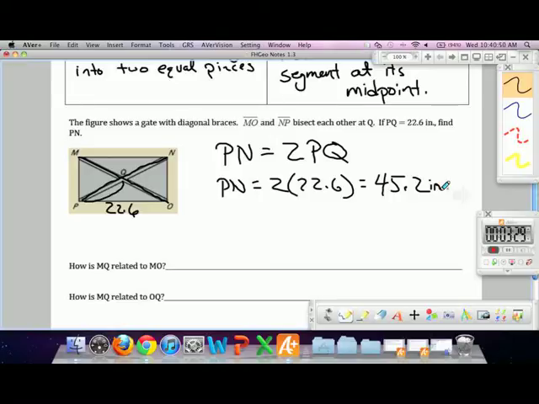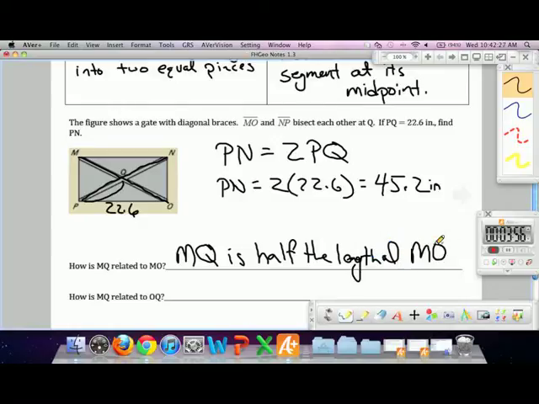In words and on your own, please write down a description of how MQ is related to MO and how MQ is related to OQ. In words, just on your note sheet. We'll go with the first one: MQ is half the length of MO. And how are MQ and OQ related? They're the same length.